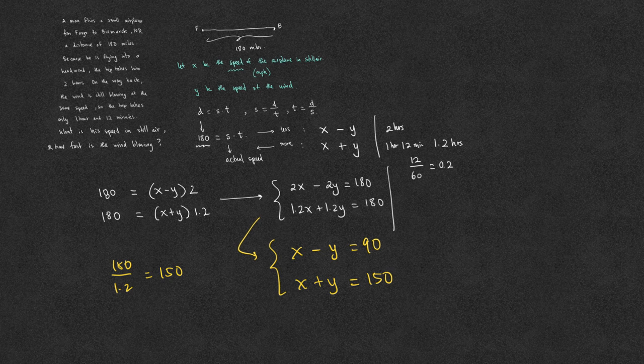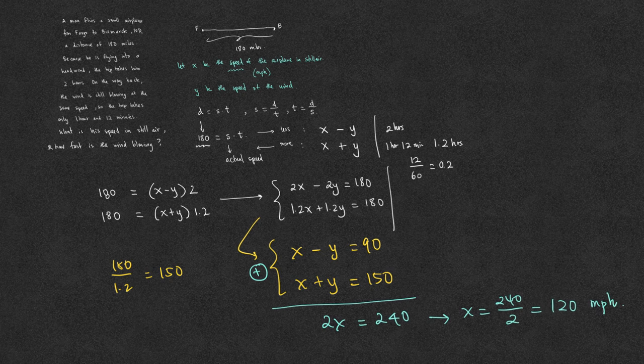Now that we have negative y in the first equation and positive y in the second equation, we can add the two equations to obtain 2x equals 240, so that x equals 240 divided by 2, or 120. The unit is miles per hour.